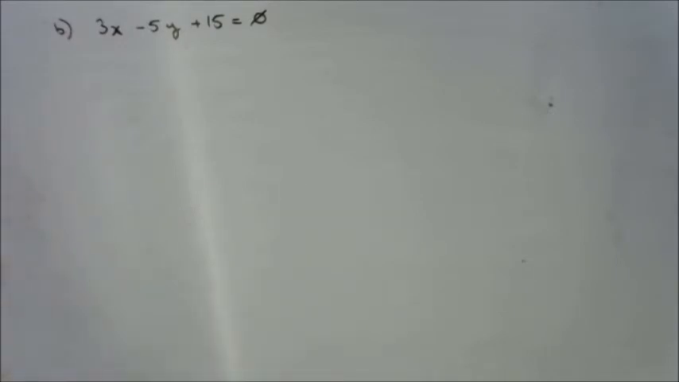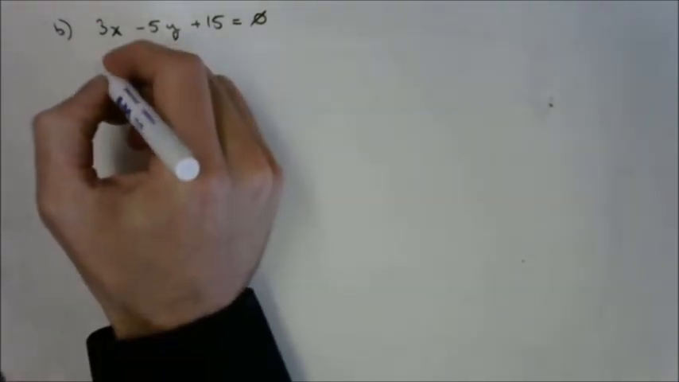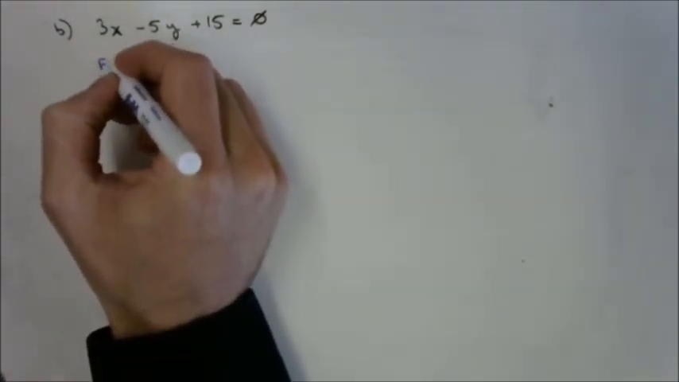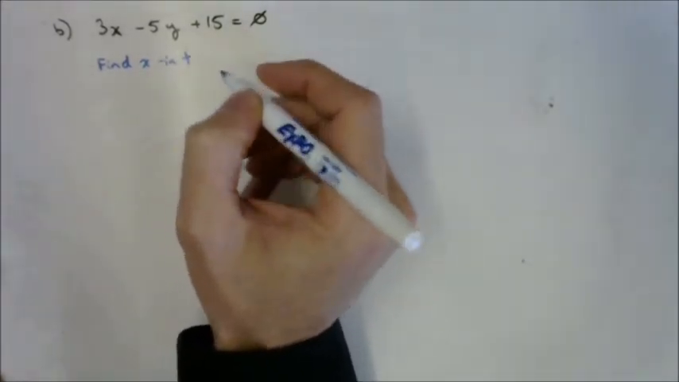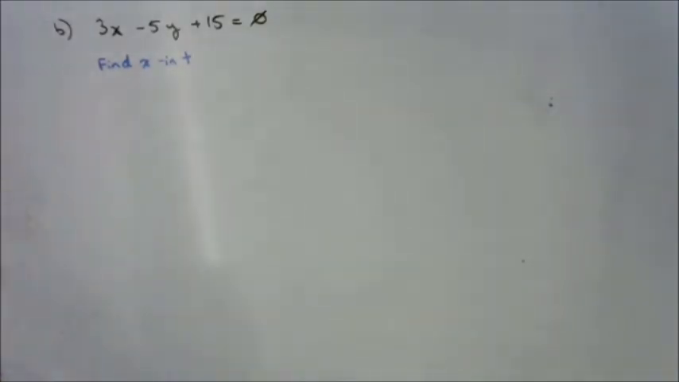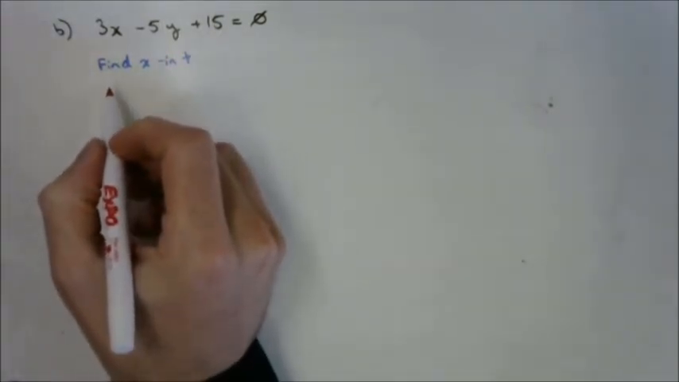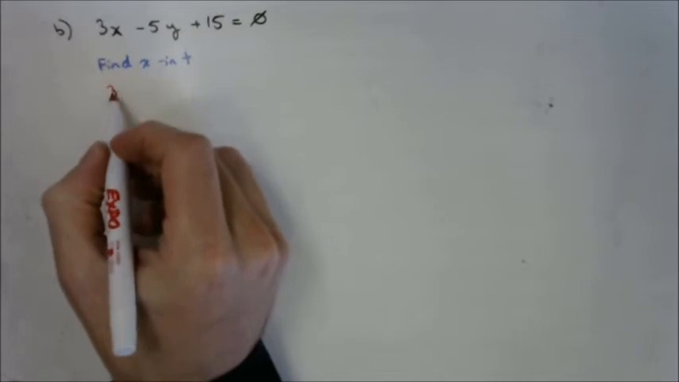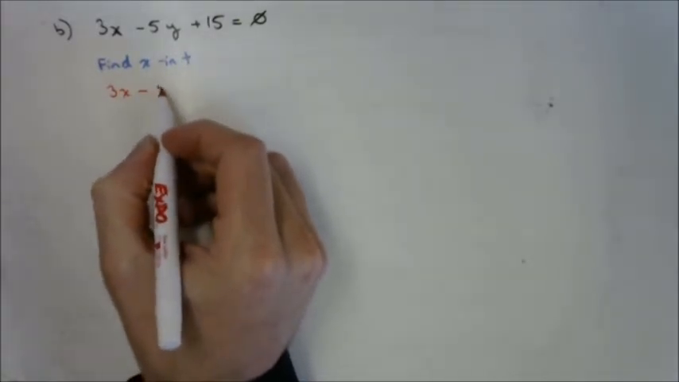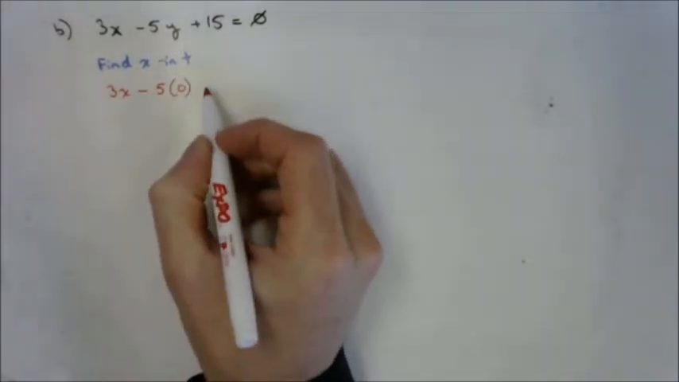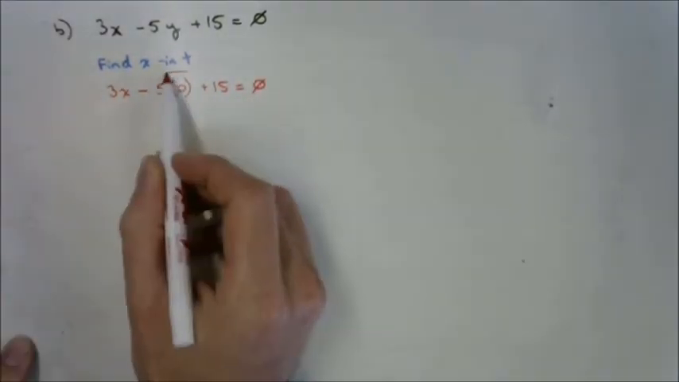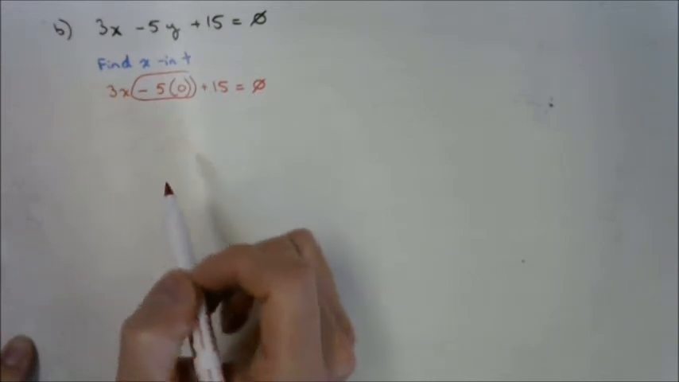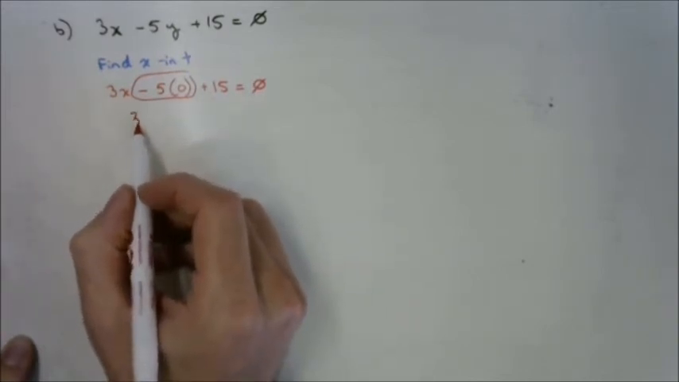Let's just do it the same way we did it before, so we don't have to think about anything else. Find the x-intercept by setting y equals 0. That's so easy I'm not even going to write it anymore, because you know how to do that. So we've got 3x minus 5 times 0 plus 15 equals 0. That term disappears, right? What's my next line look like? It's just 3x plus 15.